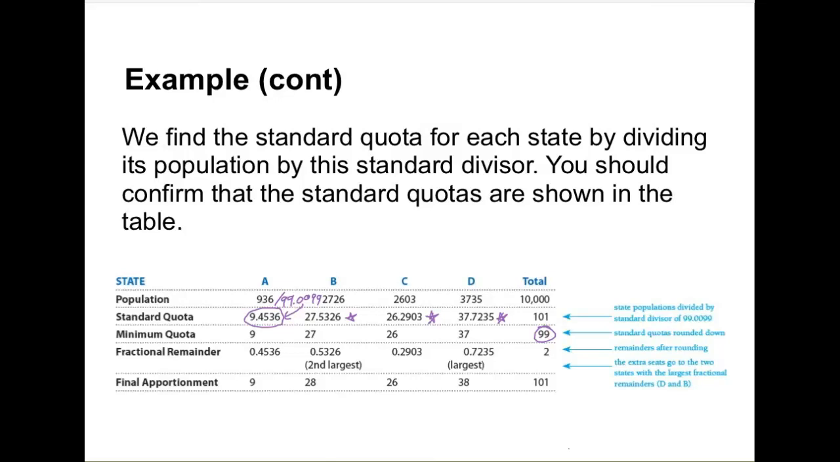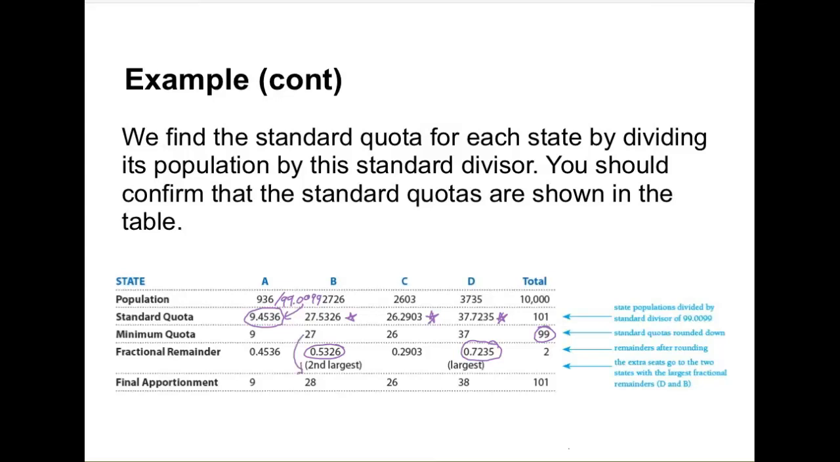Let's look at the remainder. Let's look at the decimal that we chopped off. Well, now the decimals all changed pretty drastically. D has the largest decimal. So we're going to give one of those 2 seats to state D. B has the second largest decimal, so we're going to give one of those 2 seats to state B.